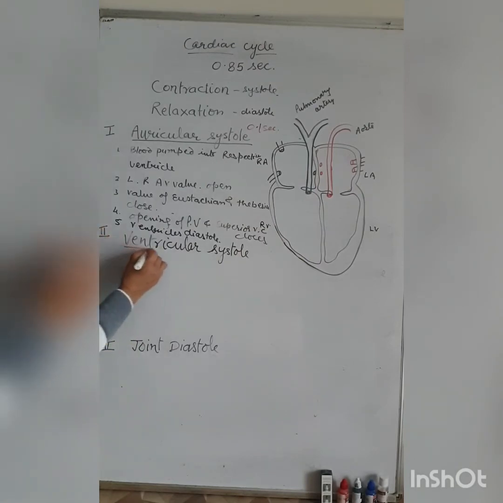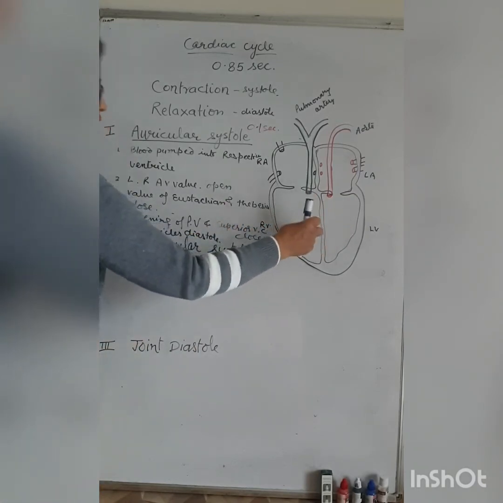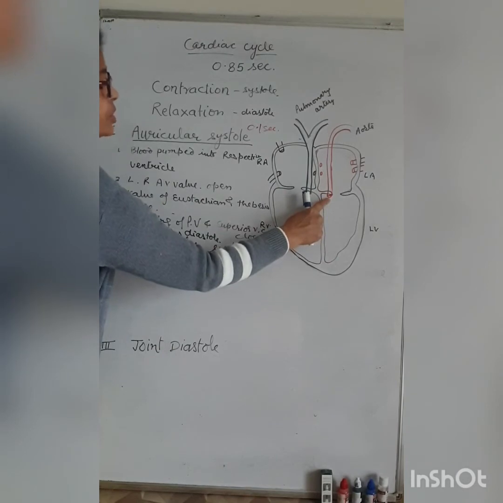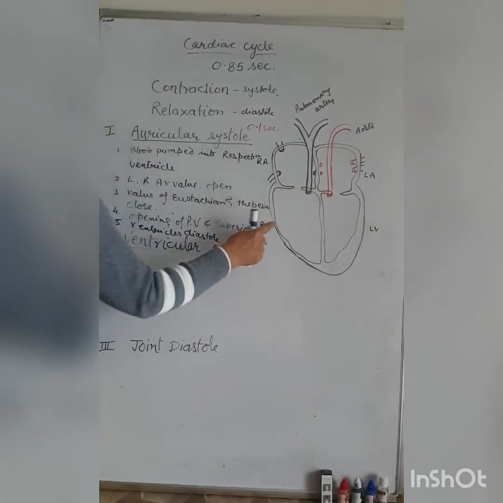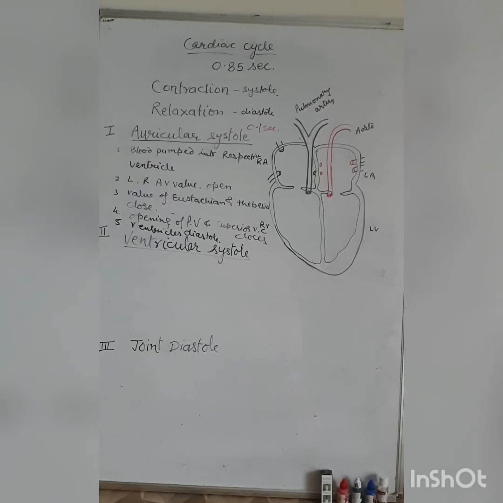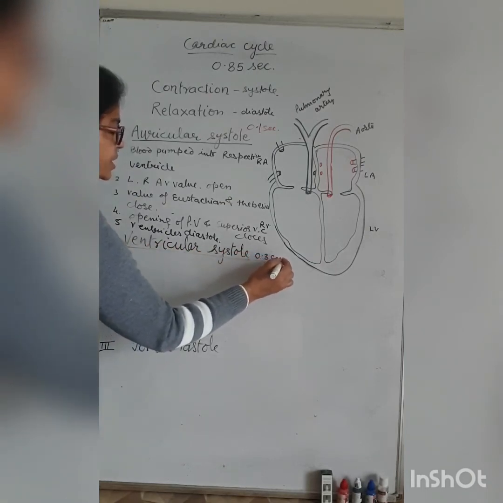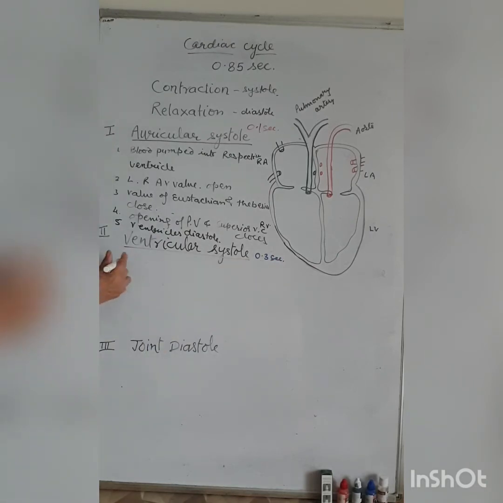Now the second event is ventricular systole. When the ventricle is in systole, the atrioventricular valve closes, and the pulmonary semilunar valve and aortic semilunar valve open. Ventricular systole takes a time of 0.3 seconds only. So the events are, number one, the AV valve, which includes both the tricuspid and bicuspid, closes.